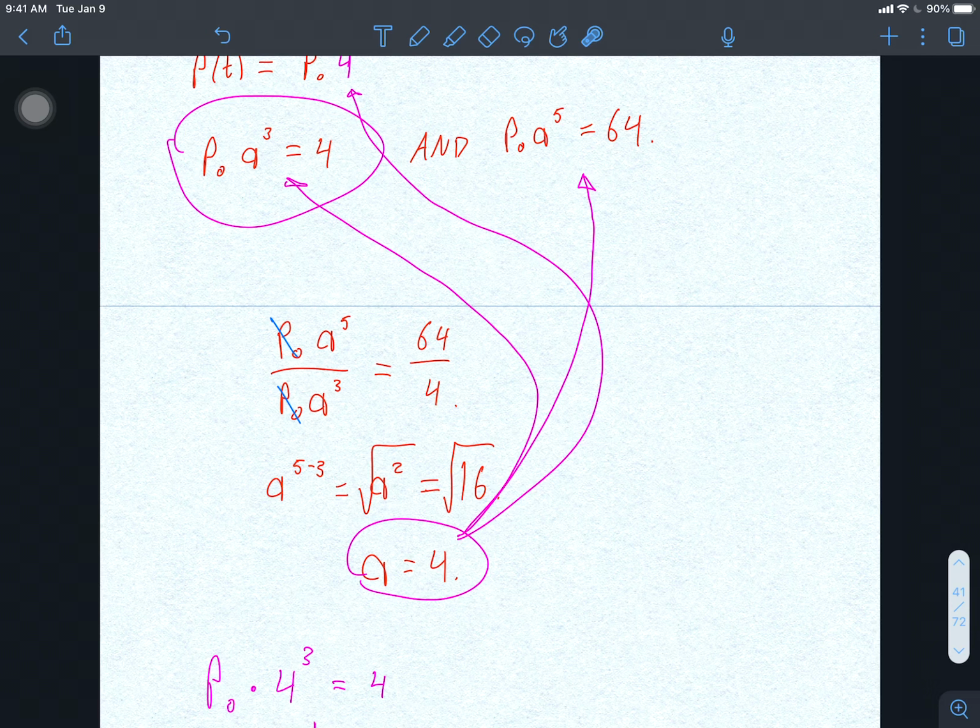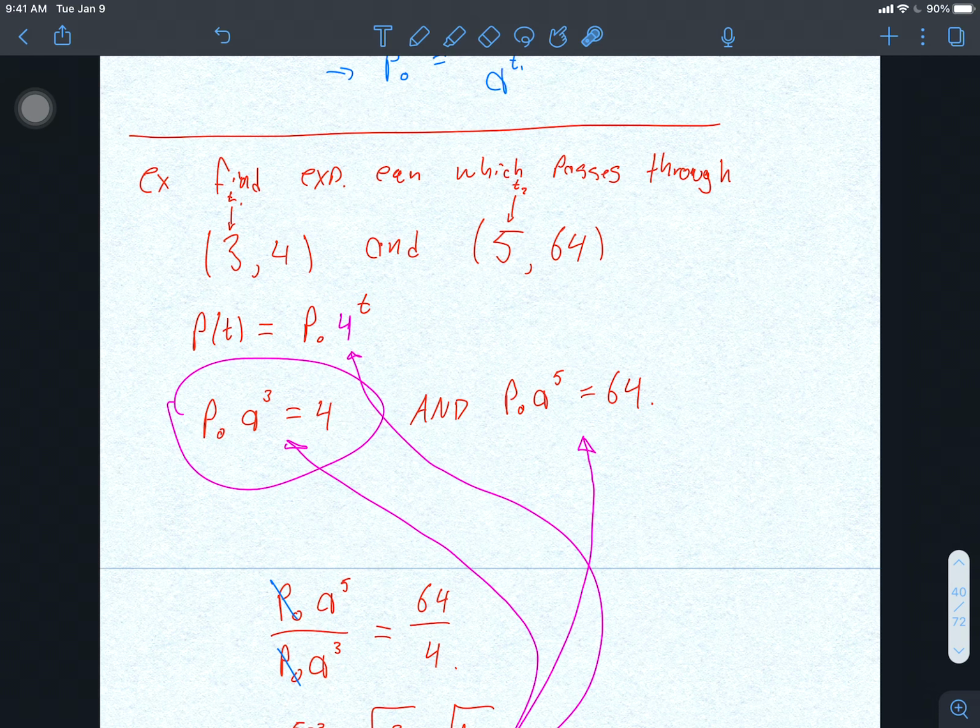Yeah? What does P naught stand for? P naught stands for your original quantity. So you can think of the 0 as being O for original, or you can think of the 0 as being 0 for time t equals 0. It's what you get when you plug in t equals 0. And I'll show you what I mean.